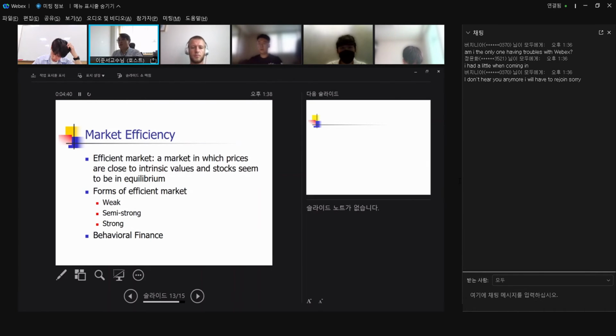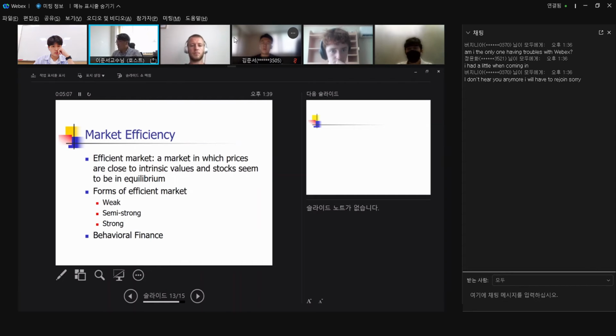It depends on how fast new information can be reflected in the stock price. If the new information is reflected in the stock price immediately, then you'd say that market is an efficient market.